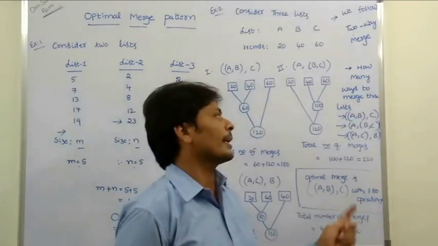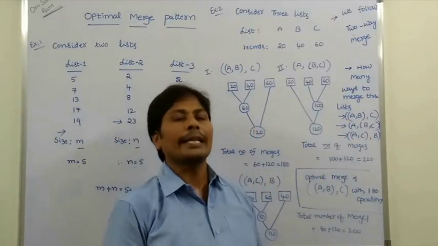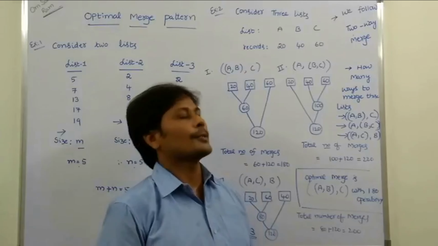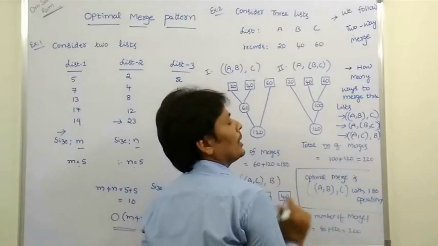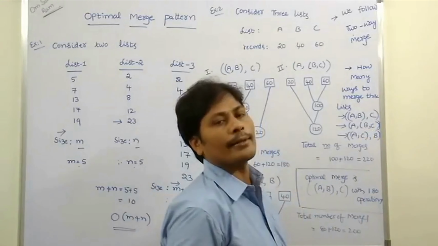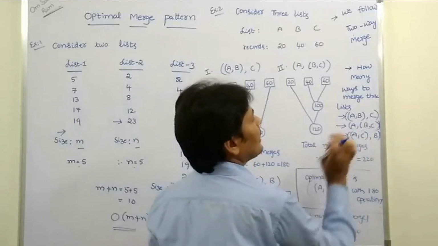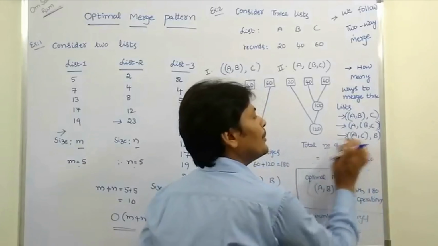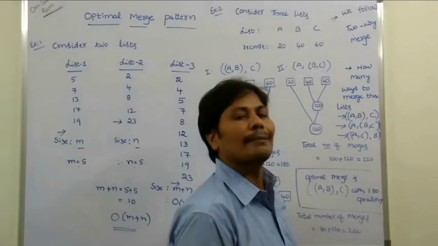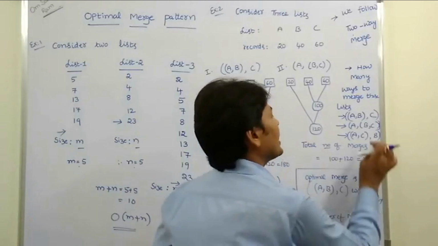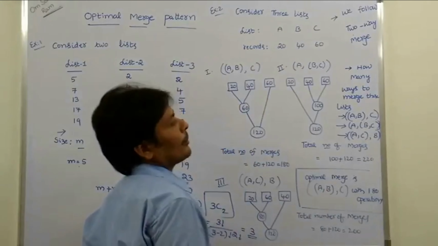What are the three possibilities? First possibility is A is merged with B, and that merged result is combined with C. Second possibility is first B and C lists are merged, and that result is merged with list A. Third possibility is list A and C are merged, and that merged result is merged with list B. So these are the three orderings possible.